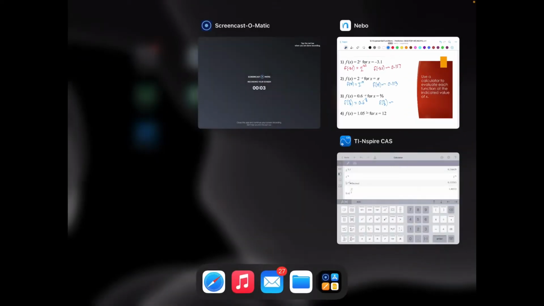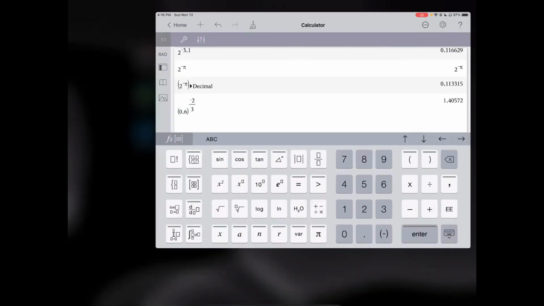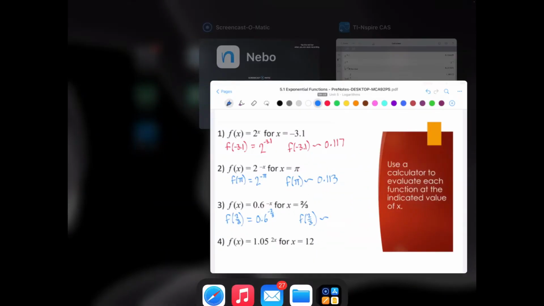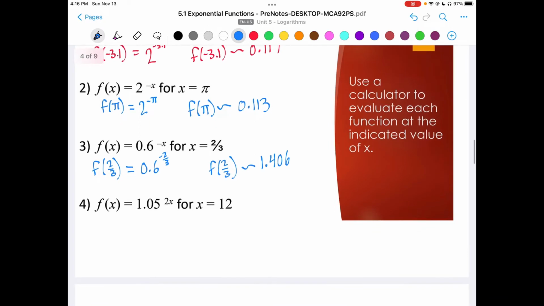Okay. Moving on to the last one here, we get f of 12, and that equals 1.05 to the 2 times 12. So really we can simplify that and say f of 12 equals 1.05 to the 24.